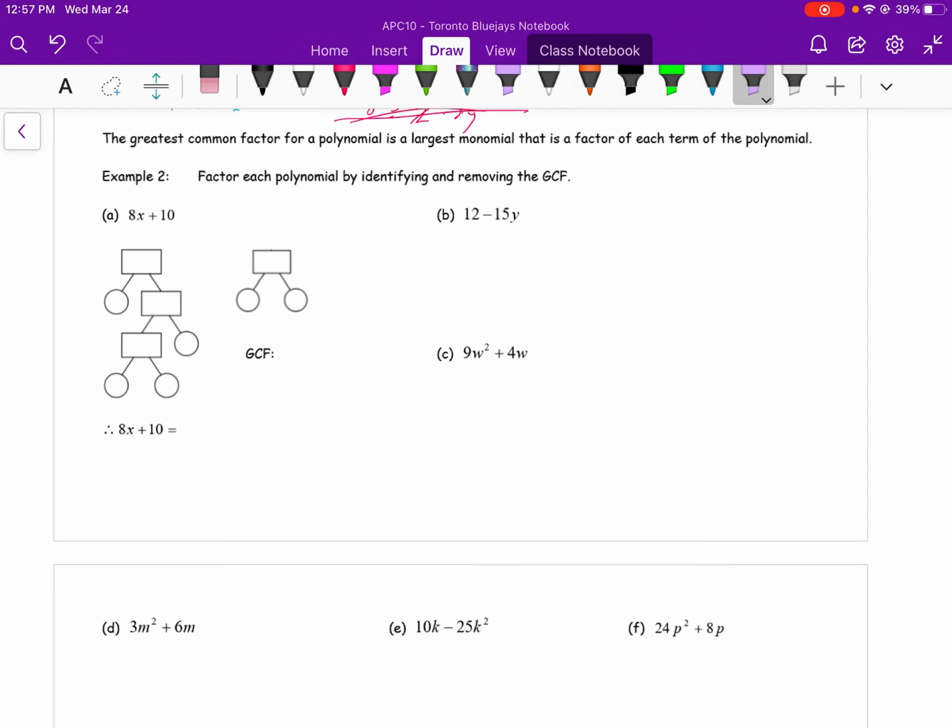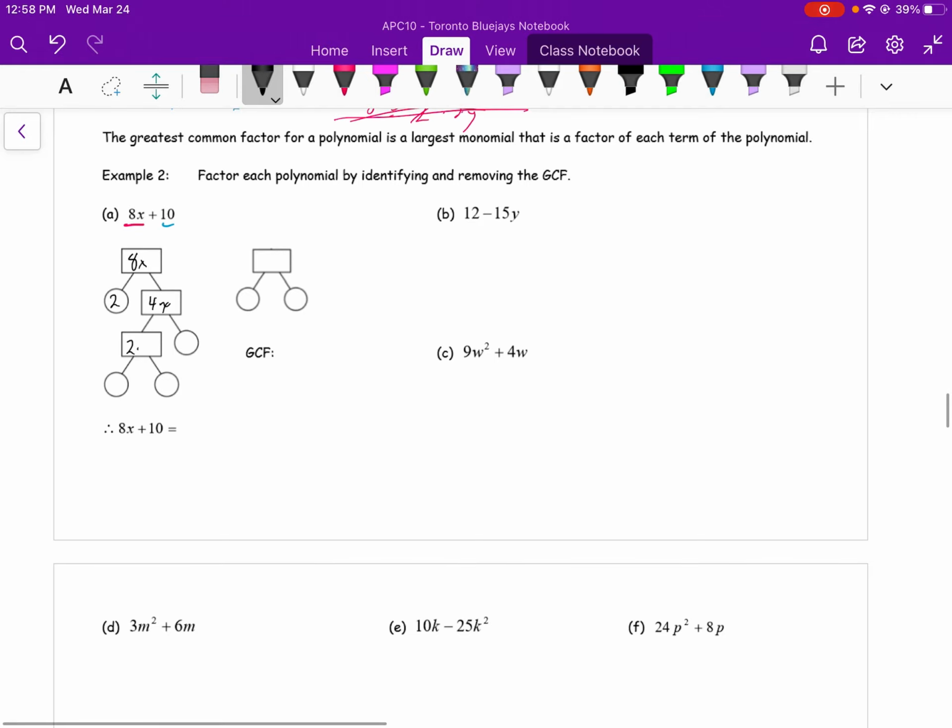Now, I'm going to go on to the greatest common factor. For a polynomial, it is the largest monomial that is a factor of each term. All right, so in essence, what I'm going to do is factor this term, and then factor the next term, and the greatest common factor is the largest monomial that is a factor of each of these. So it just so happens that when I take 8x, I can factor out 8x as 2 times 4x. And I can factor 4x into 4 times x. And 4 can be split up into 2 times 2. So I have prime factors of 2, 2, 2, and x.